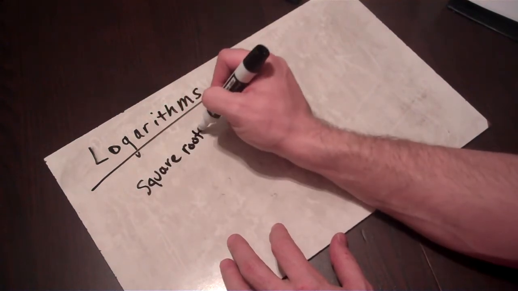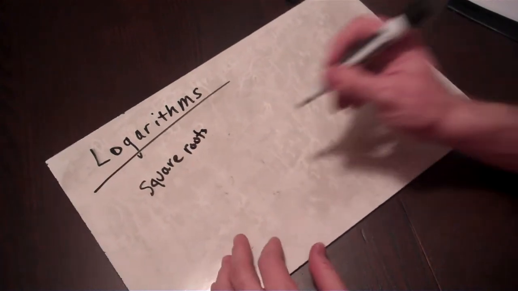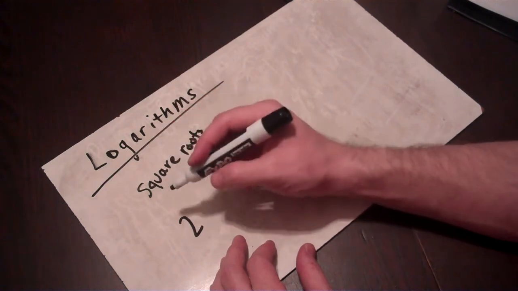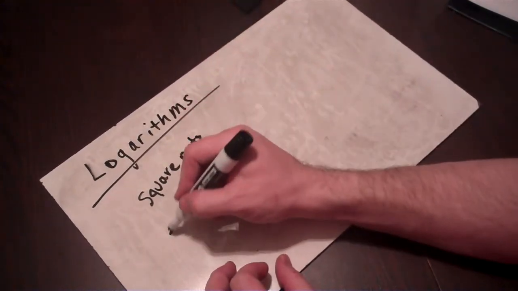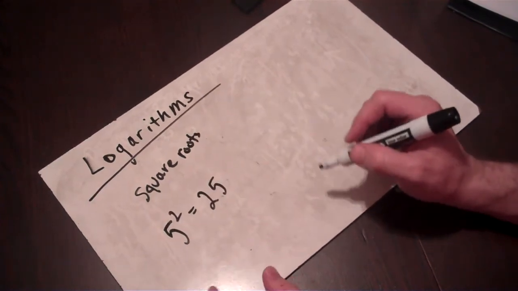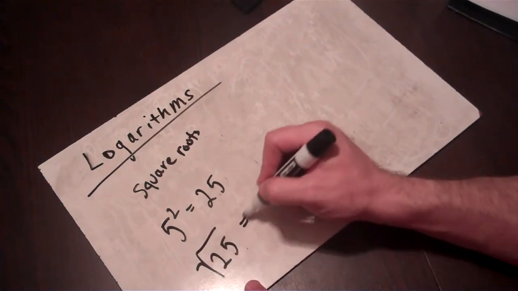Square roots, I mean, they do deal with logarithms, but really what I want to think about is this idea that if I have, let's say, 5 to the second power, so 5 squared, that's equal to 25. Another way to say this is if I take the square root of 25, I get 5.